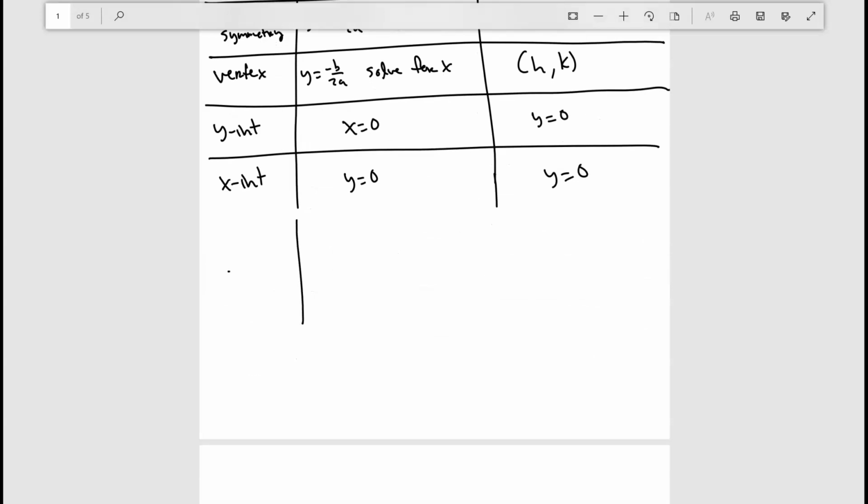So if I have a parabola that opens up to the right-hand side, that means that a is positive, a is greater than 0. If you have a parabola that opens up to the left, that means a is negative.